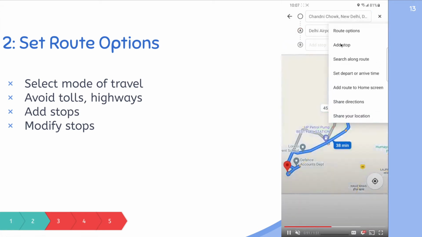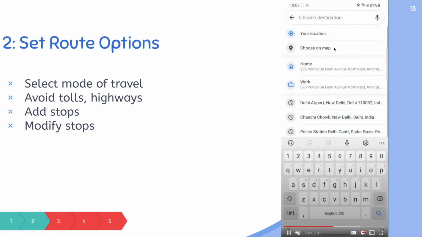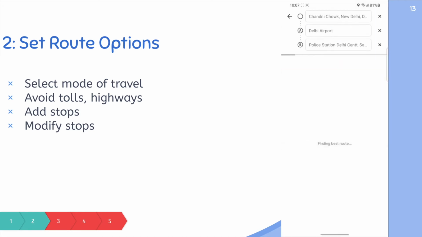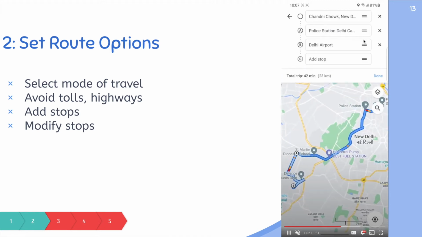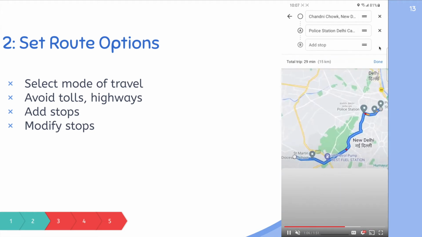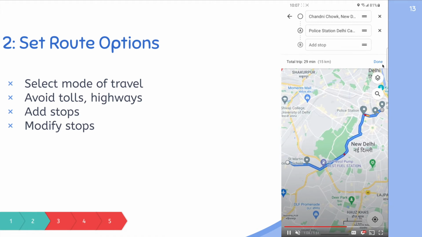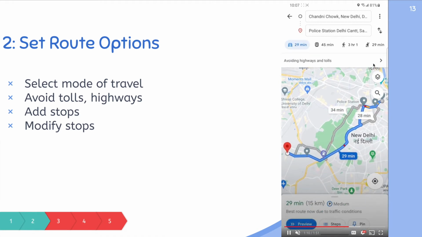Now you can also select add stop to add a stop. So let's say I want to add a police station as the stop. I can switch the ordering of these stops by clicking on this and moving it up and down. I can also click on cross to remove a stop. When you finally select what stops you need, you can click on done and select the final route that you want.